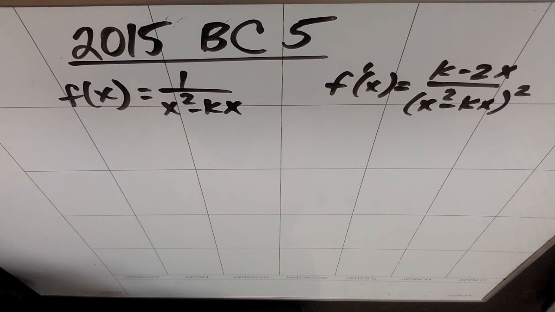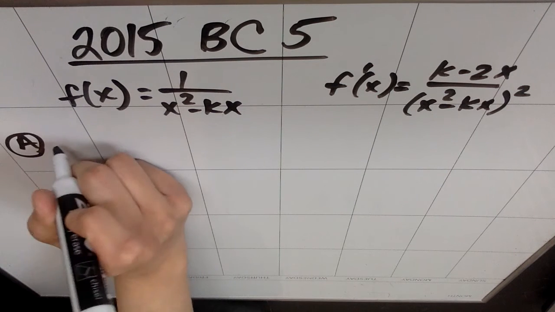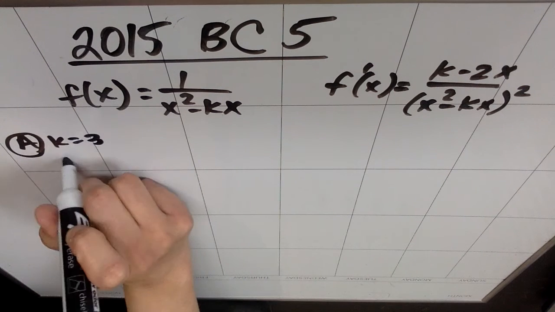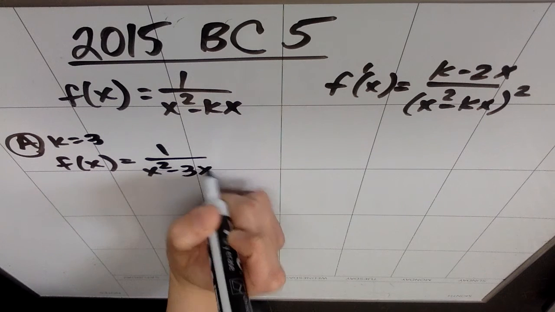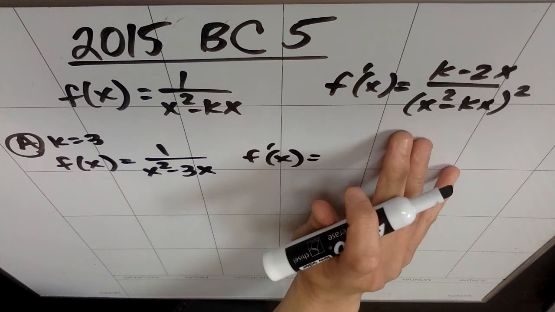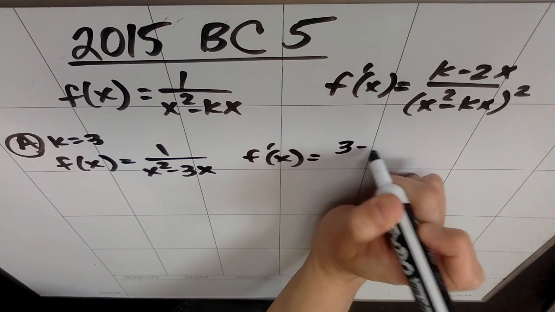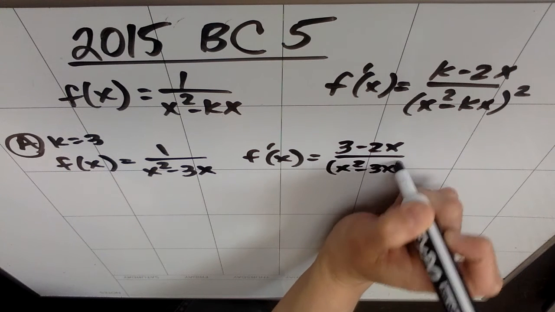Part A, let k equal 3, such that f of x equals 1 over x squared minus 3x. Write an equation for the line tangent to the graph of f at the point whose x-coordinate is 4. Okay, so part A is telling us that we're going to use the specific function where k is 3, right? Meaning that f of x equals 1 over x squared minus 3x, and f prime of x, I don't have to find from scratch. I can just use this formula they gave me, and anywhere I see a k, I put in a 3. So 3 minus 2x over, in parentheses, x squared minus 3x quantity squared.